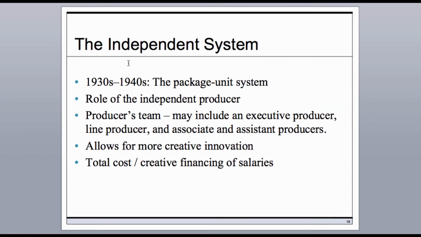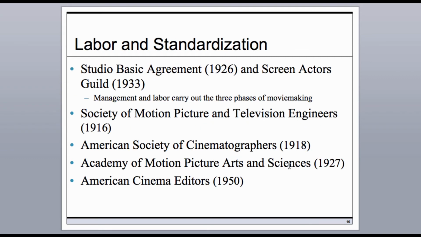Then the independent system starts, 1930s or so. They start slow, they don't pick up steam for quite a few years, but it allows for an independence in content in the film, not following all the standards established in Hollywood. It means the producers team had an executive producer, a line producer, associates that made a difference, and assistant producers. So they had to be creative and innovative to make money because of the salary situation and the lack of funds to create independent films.